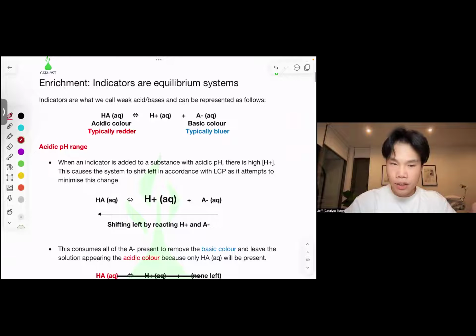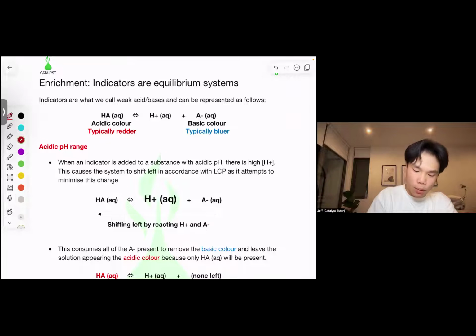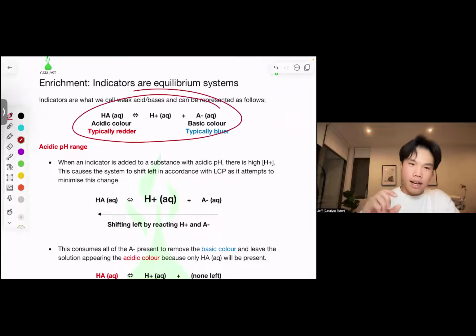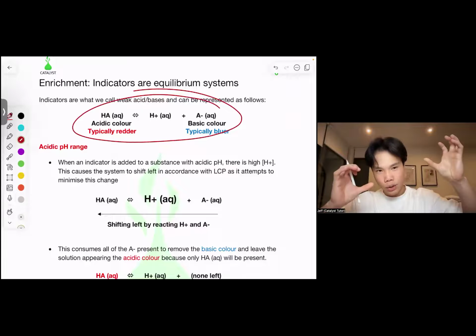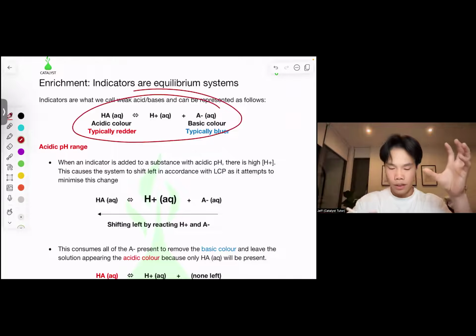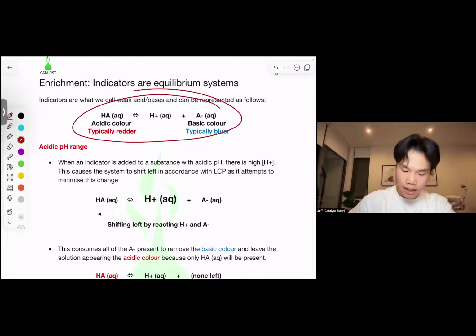As an extension on that, we need to understand what an indicator actually is. So an indicator actually is a weak acid and a conjugate base. And this understanding not many people really get. An indicator is essentially an acid and base buffer system where one side shows a color and the other side shows another. So for the indicator HA, generally speaking, typically it'll show a redder color. And for a basic color, the A- will show a bluer color.